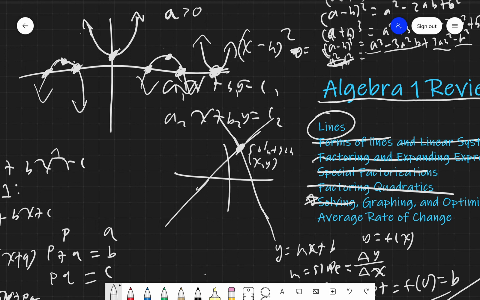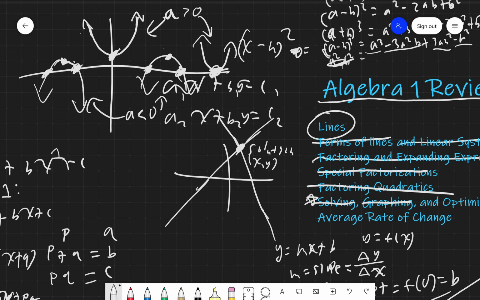Alright, sorry. So now, if a is greater than 0, it points upwards and has a minimum. If a is less than 0, which means a is negative, then it'll have a maximum and it'll point downwards. And that kind of makes sense in a way. So now we know how to graph it.